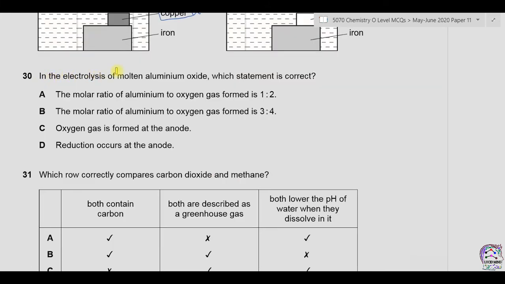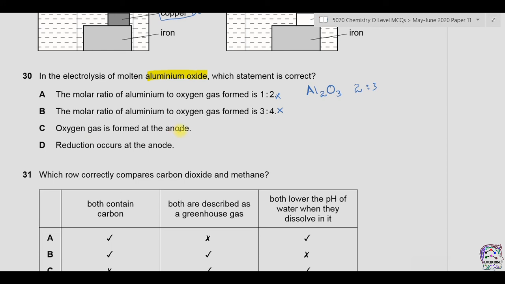Question 30. In the electrolysis of molten aluminum oxide, which statement is correct? A. The molar ratio of aluminum to oxygen gas formed is 1:2. As the formula of aluminum oxide is Al2O3, the ratio is 2:3, so this is incorrect. B. The molar ratio of aluminum to oxygen gas is 3:4. This is also incorrect.